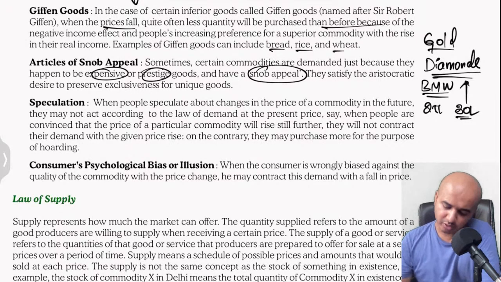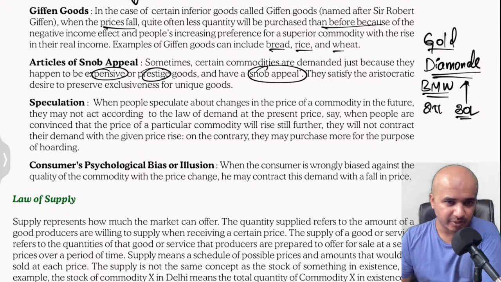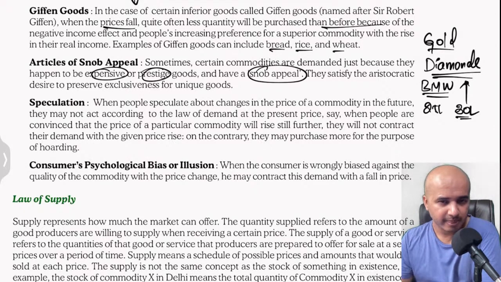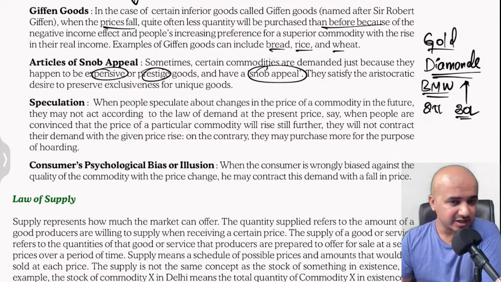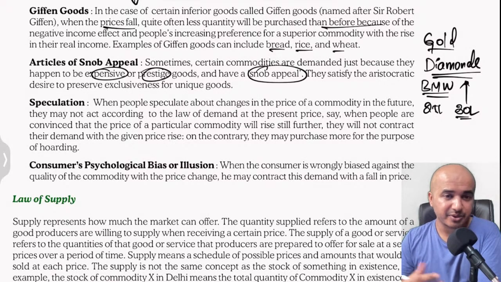because they've already made up their mind. I want to purchase this not for satiating my need or want, but to make a statement wherein I can show off saying I have that much money and I want to buy this. Good for them. But the thing here is the law of demand won't work, because they have this urge to buy prestige or expensive goods.